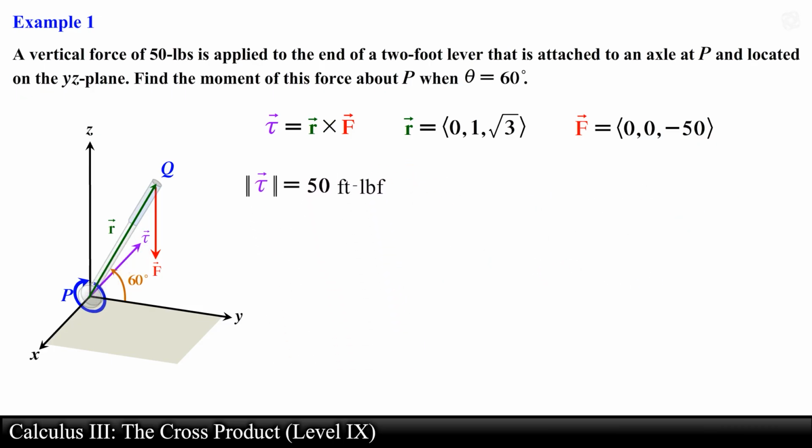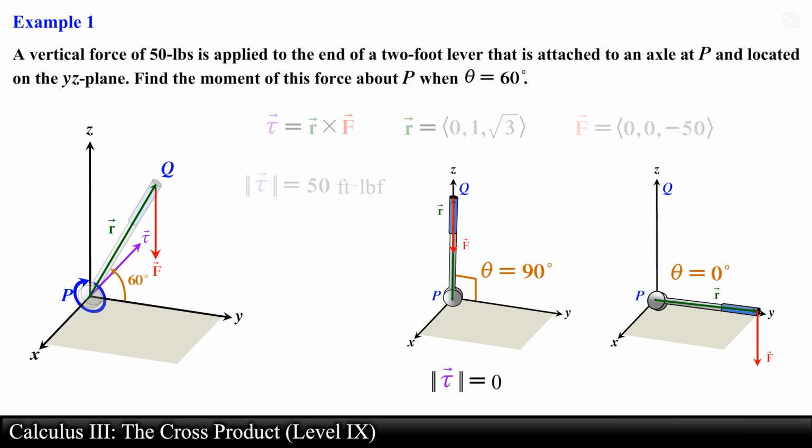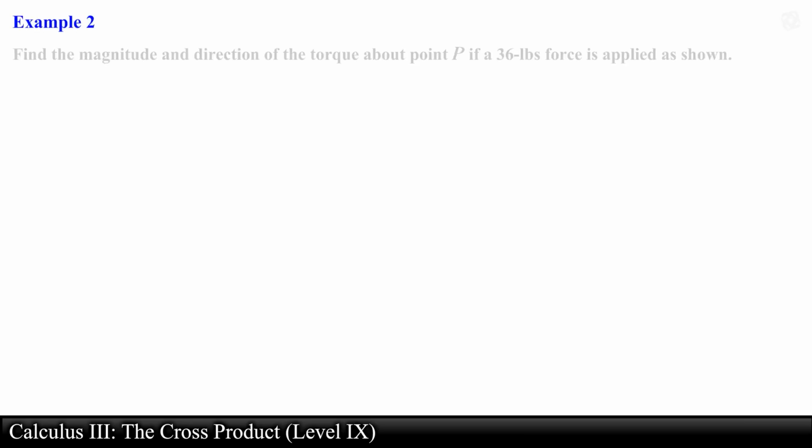Note that the moment is dependent on the angle formed by the lever and the positive y-axis. When theta equals pi over 2 and the force stays constant, the moment is equal to 0, since the force will be pointing in the same direction as the position vector. The moment is greatest when the angle is equal to 0 degrees. In this configuration, the position vector and force vector will be orthogonal to one another. Alright, let's try the next example.